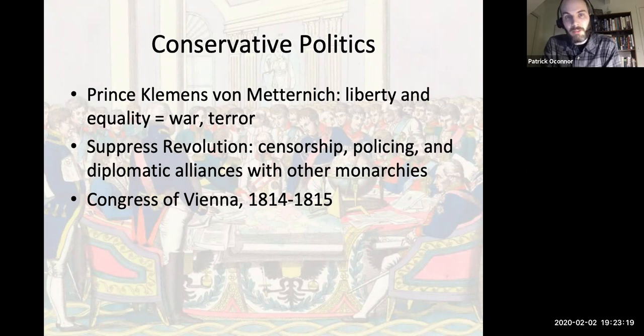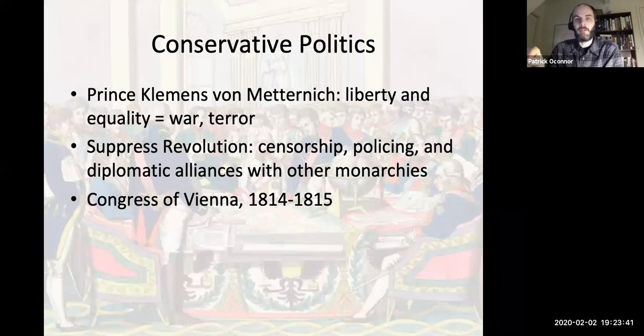He called revolution a disease, and in response to it, he proposed two key solutions. Okay, the first one was strict oversight at home of the population. Censorship, strong internal policing, anything that could persecute revolutionaries and stop the flow of dangerous ideas into the population.